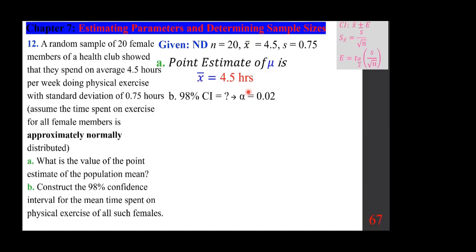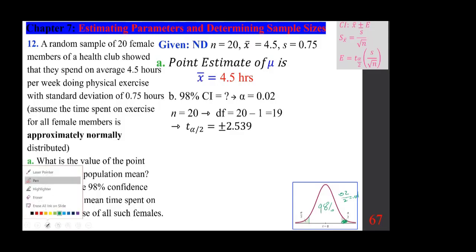That means over here, we have 98%. And over here, we have 0.02 divided by 2 or 0.01. So this area, each one is 0.01. That's the idea. Now, n is 20, degrees of freedom is 20 minus 1 or 19. And t alpha over 2 can be looked up from the table or technology.